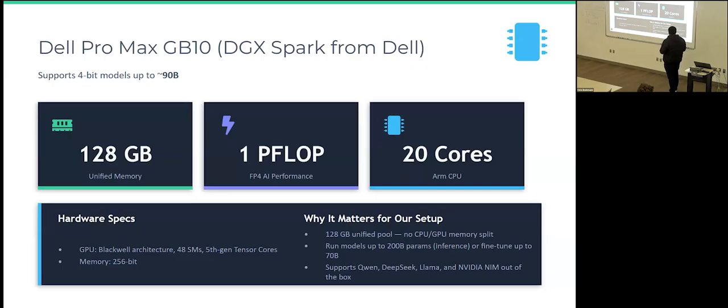And it's got 20 cores, but most importantly, why is it that we're using this for our setup? So the memory itself is pretty good. It's good enough for us to run a couple of good models like Qwen, DeepSeek. And also, we can run models theoretically up to about 200 billion parameters for inference and fine-tune up to 70 billion.